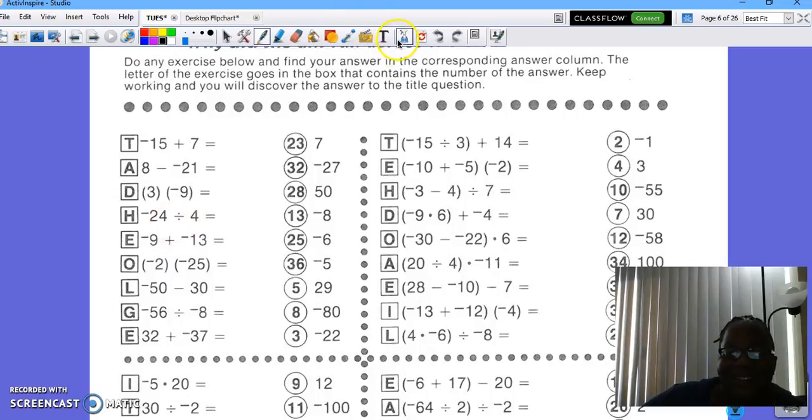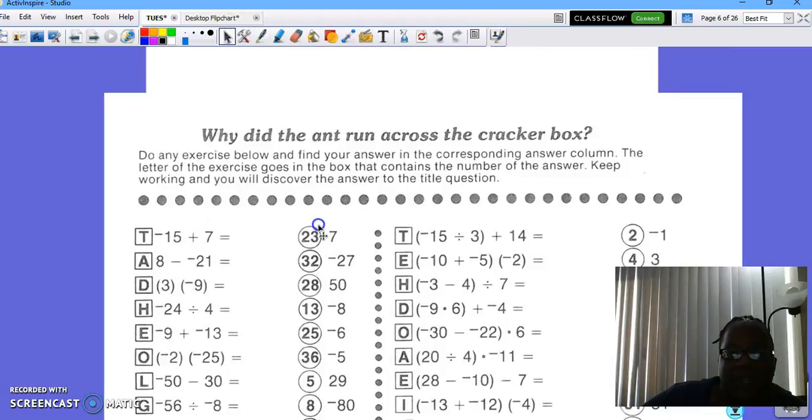Oh, this will be fun. Okay, so the letter of the exercise goes in a box that contains the number of the answer. Okay, what's the riddle on this one? Why did the ant run across the cracker box? Well, I don't know.